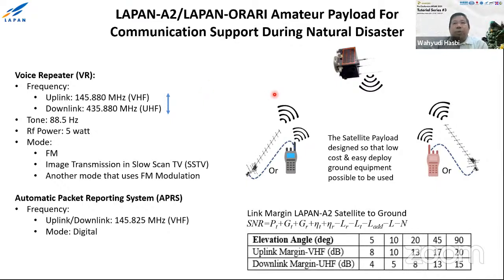the amateur radio voice repeater, so that when a disaster happens, you just need to use a handy talkie, which is very cheap, less than $20, you can buy in any market. And then by having this handy talkie, you can talk to other people who are separated by about 2,000 kilometers by having our repeater in our satellite like this one.